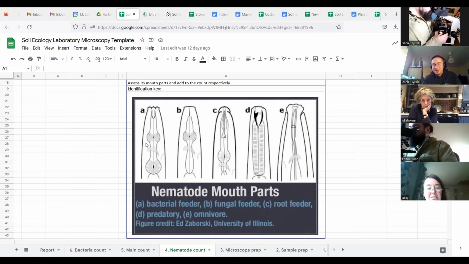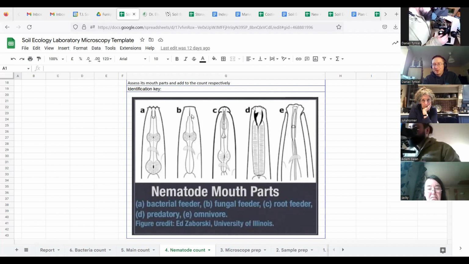And then there's things that we call bulbs. So there's the median or the middle bulb, and the terminal or the end bulb before the rest of the intestinal tract. And so bacterial feeders will have those 2 bulbs, and they're quite prominent in bacterial feeders. And then we've got the fungal feeders.